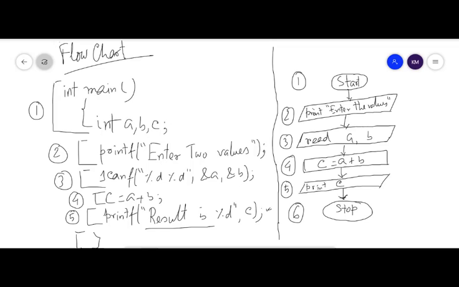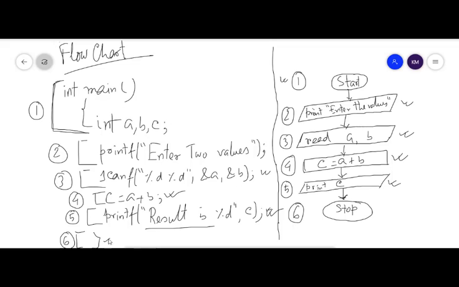Okay, so I have given the numbers so that you can see over here. This is your step number one. These three lines are included within step one. Now printf is represented through this symbol or shape. Scanf is also represented through this symbol or shape. This formula or equation is represented through this symbol. And this printf is also represented through this symbol.